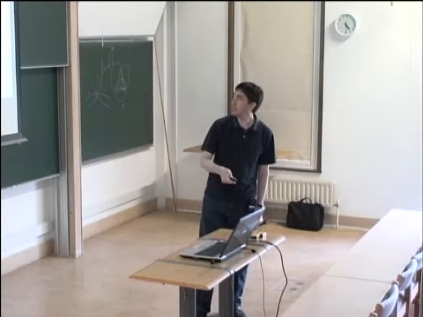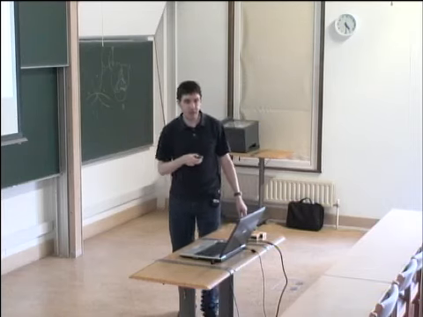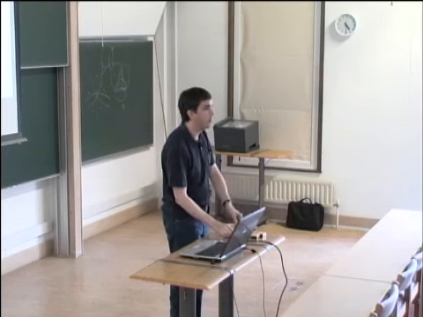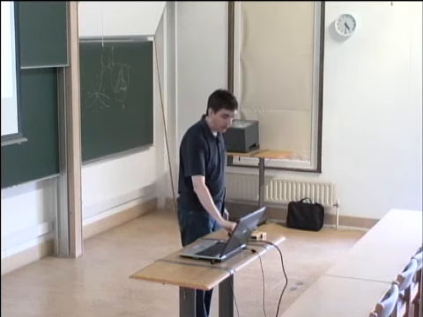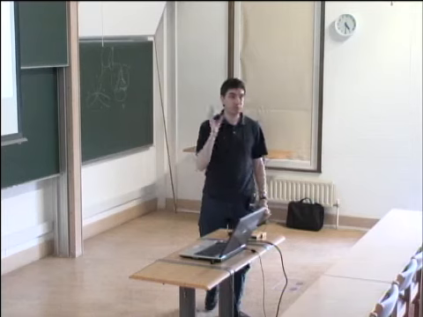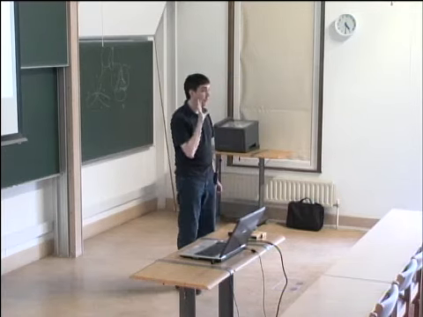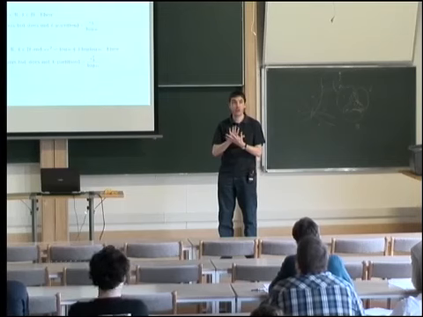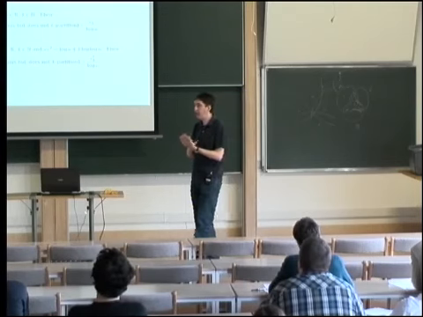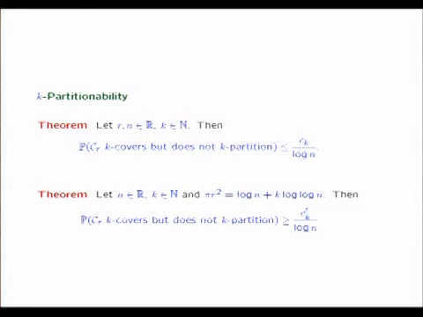Okay. But that's not the purpose of the talk. The purpose of the talk is to talk about partitionability. So the stuff I've done tells you pretty precisely what relationship R and N have to have to have some chance of K coverage. So now we're going to ask about K partitionability. And this is a bit harder. It's quite a bit harder. So I just state the results here, and I'll talk a little bit about how we got them.